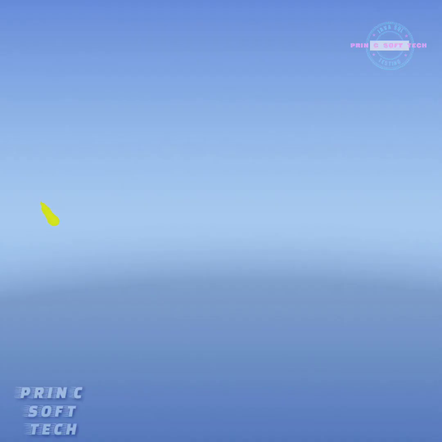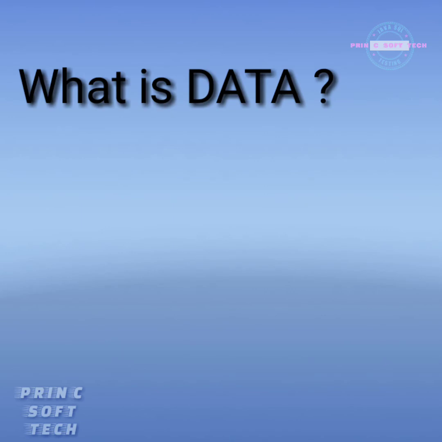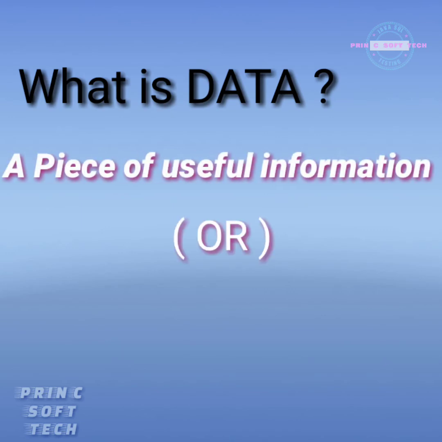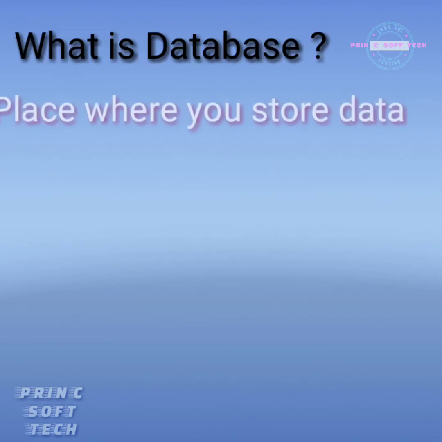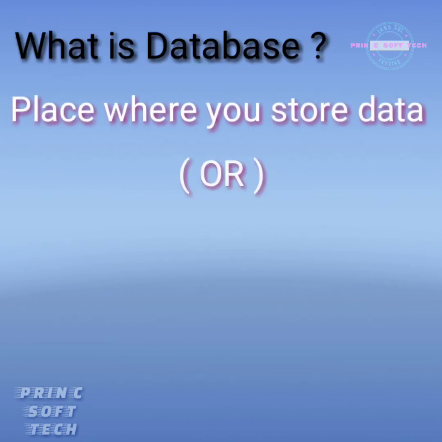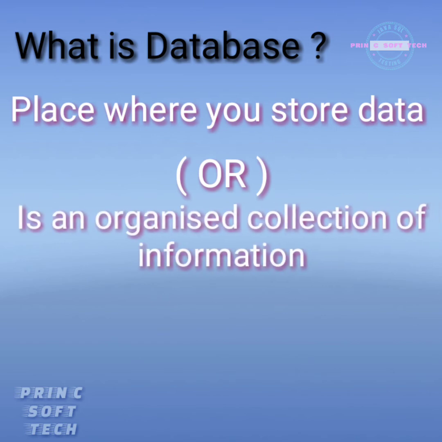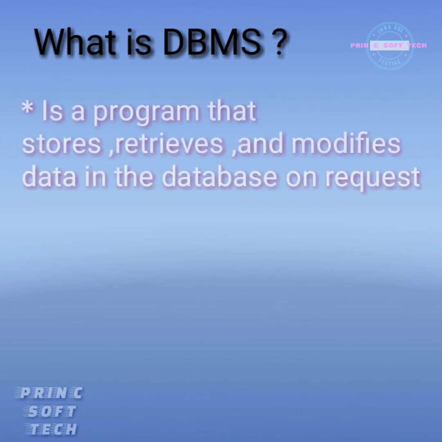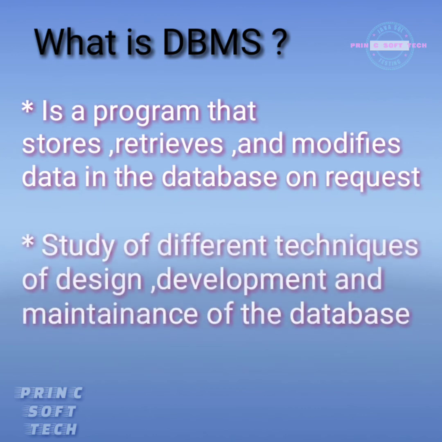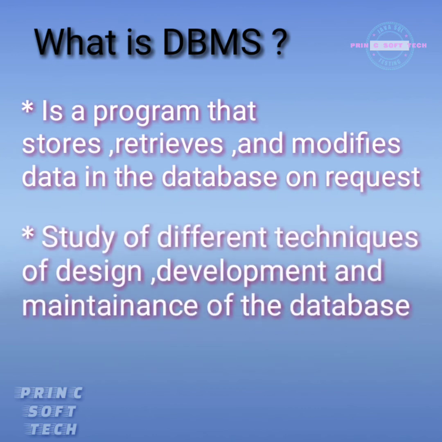Come, let's make all these notes. What is data? A piece of useful information or a small set of information. What is a database? A place where you store the data, or an organized collection of information, or a collection of one or more tables. What is DBMS? A program that stores, retrieves and modifies data in the database on request. It is also the study of different technologies of design, development and maintenance of the database.